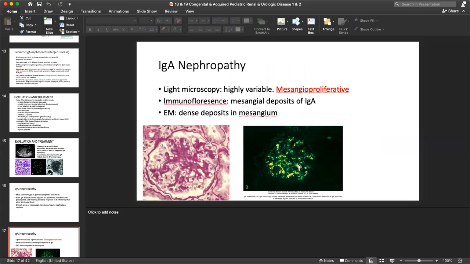Here's looking at that light microscopy. Remember, it's in the mesangium. We've got this dark eosinophilic shading, and then on immunofluorescence, we've got these mesangial deposits. So you can see the little deposits.